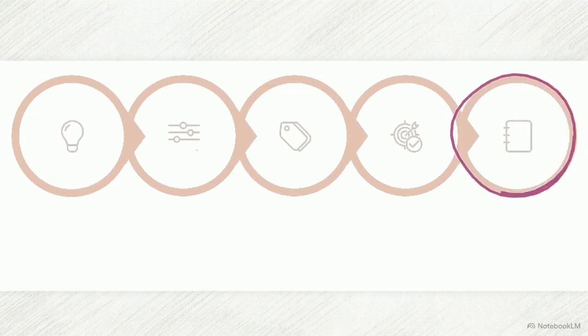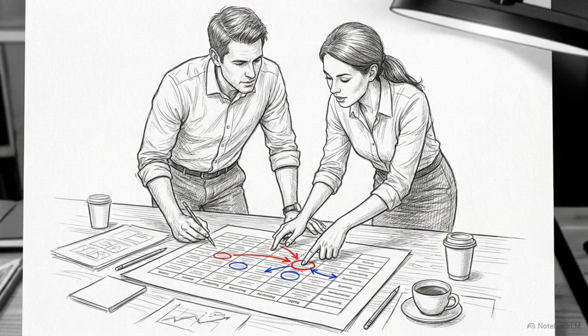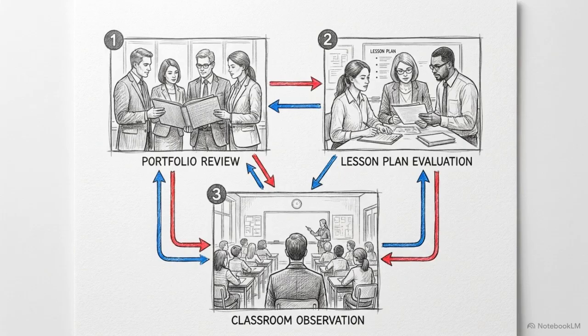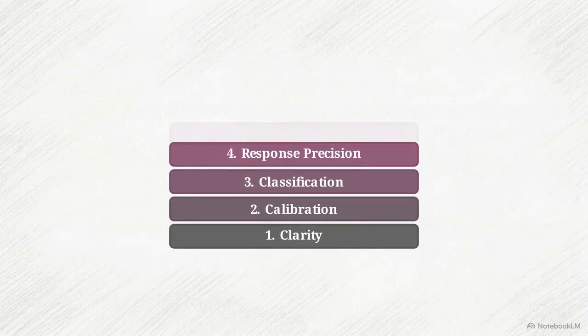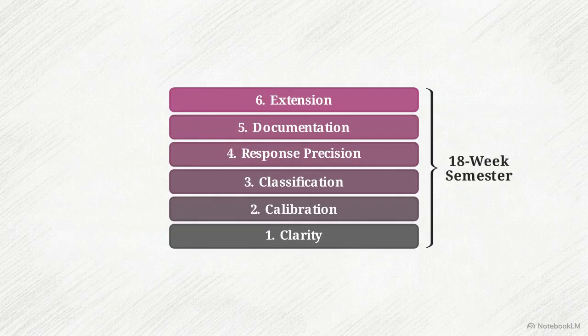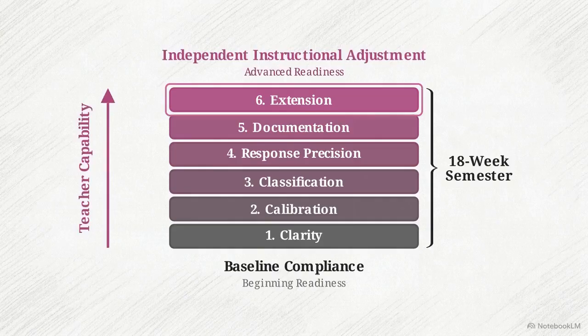However, it requires a shift in the administrative role. Leaders must actively engage with the process. This involves modeling standard translation, calibrating how evidence is interpreted across departments, providing coaching, and monitoring the fidelity of the rollout. Collaborative efficacy is built layer by layer. By following a structured semester-long plan, leadership can move teams from baseline compliance to independent instructional adjustment.